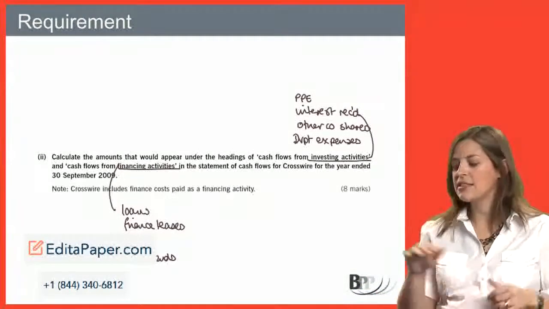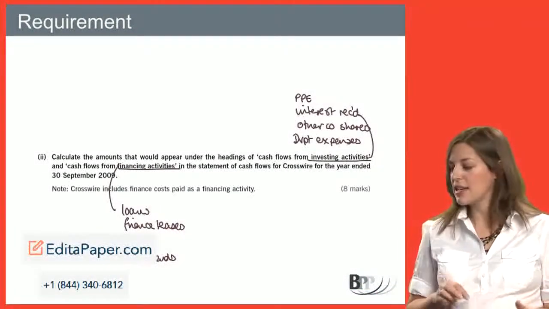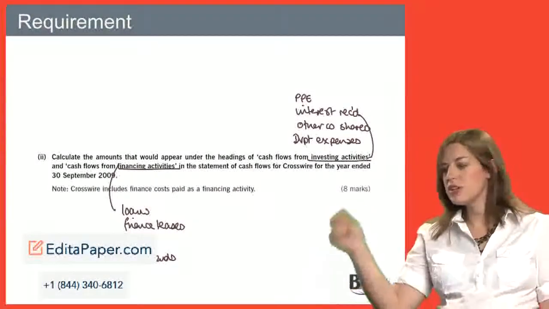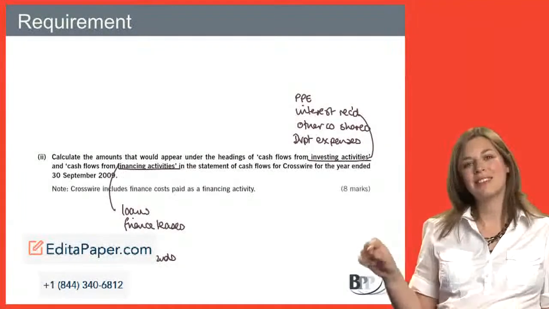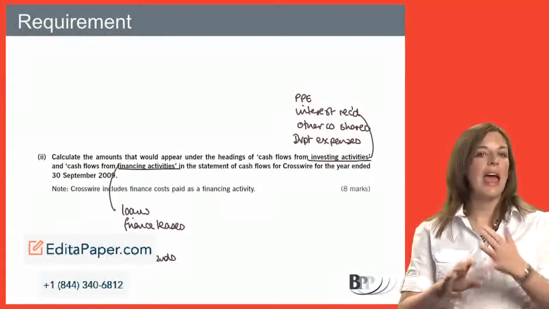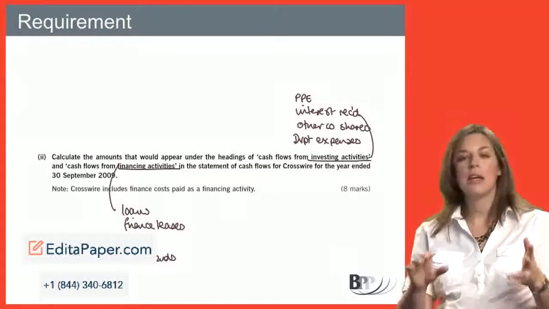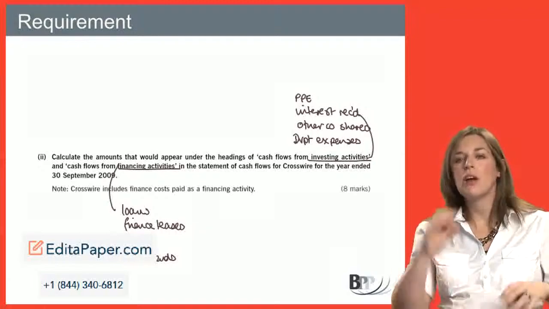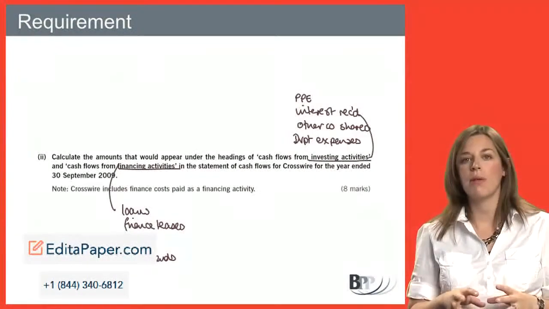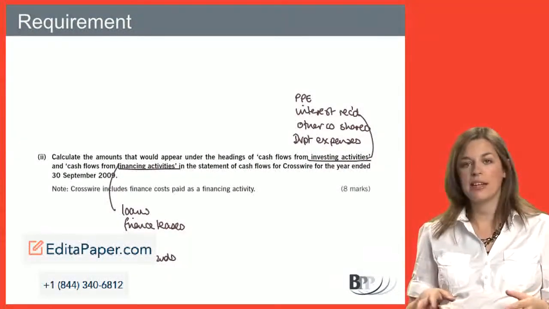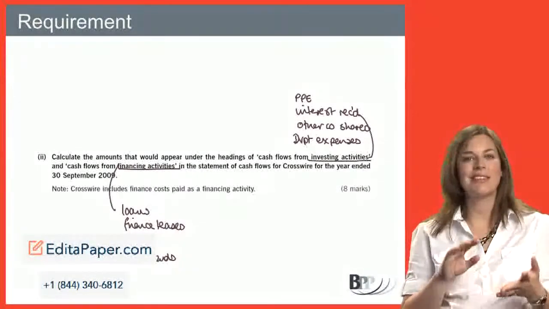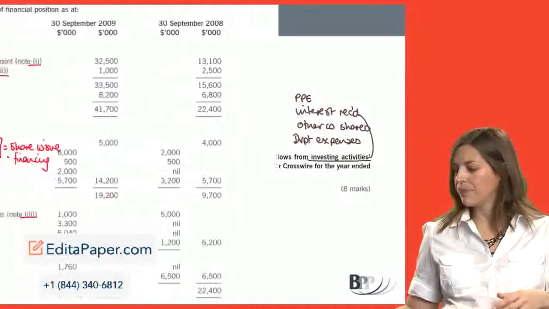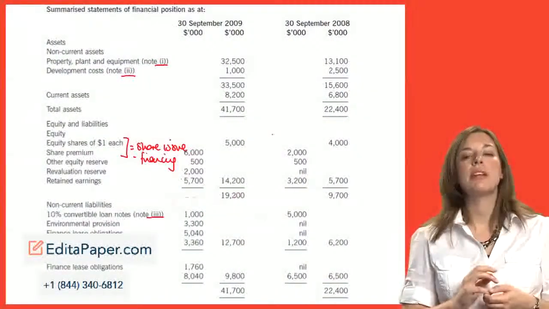So a requirement says amounts that would appear under the headings of investing activities and financing activities. So first things first, scribble down on your page, what do you expect to see under investing activities? Anything to do with property, plant and equipment, interest received, other companies' shares, development expenses. Have in your head what it is that you're looking for in the question. Then financing, so loans, finance leases, shares, dividends. Have that ready.